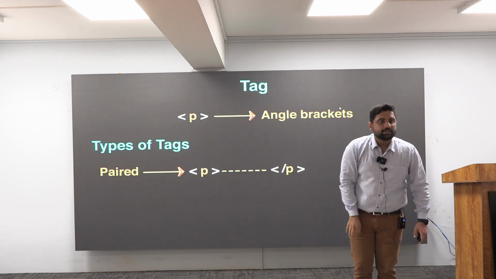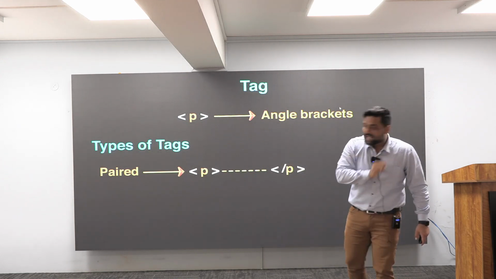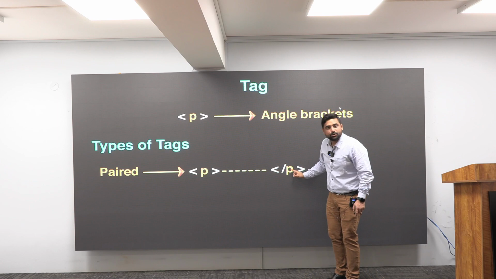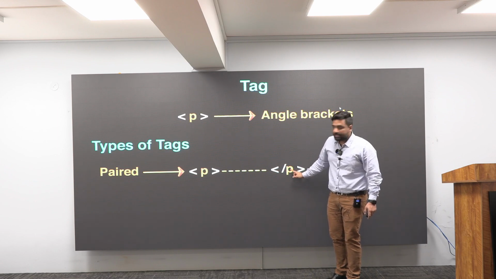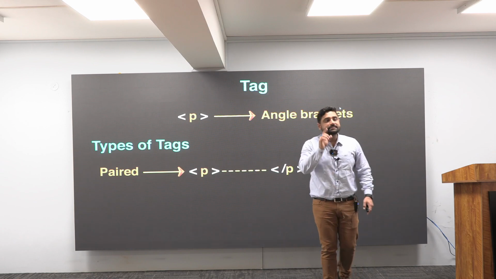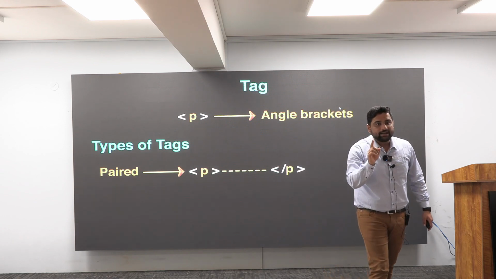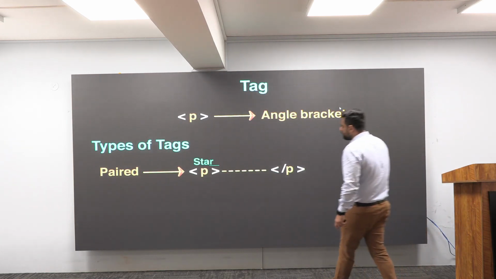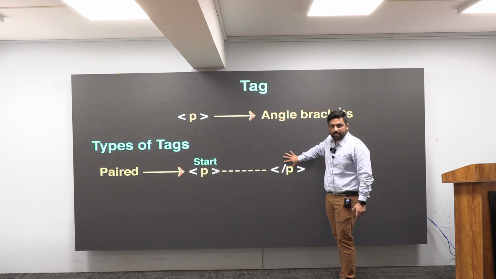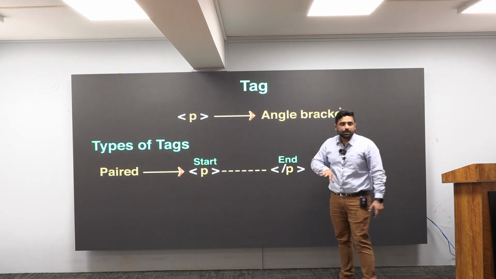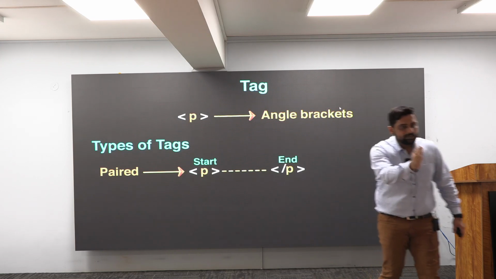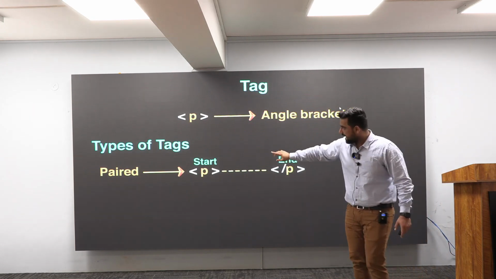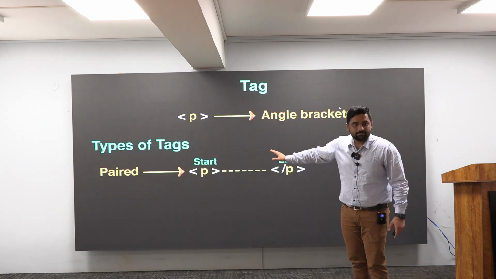And my friend, in your paired tag, we have a starting point also. We have an ending point also. Am I clear? In our paired tag, we have a starting point and we have an ending point also. So this is your starting point and this is your ending point. And here, if you wanted to represent your starting point, it can be represented normally. Just put that particular name and enclose it with the help of angle brackets.